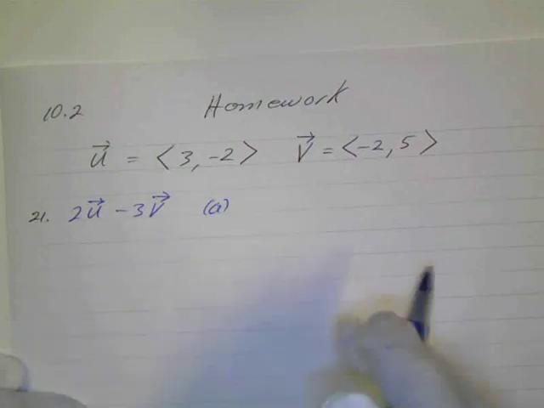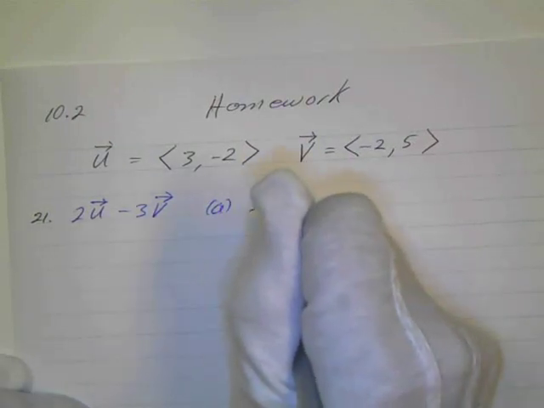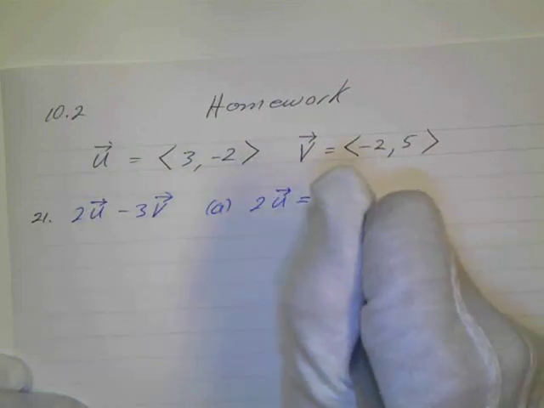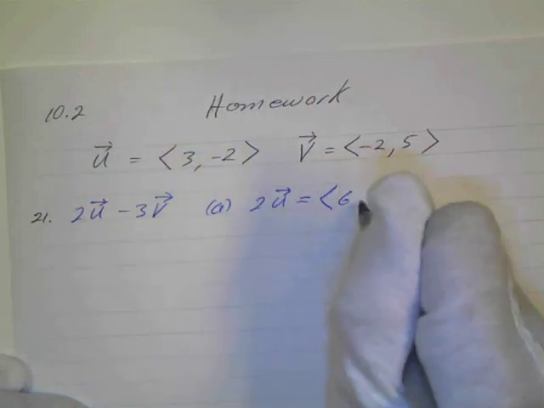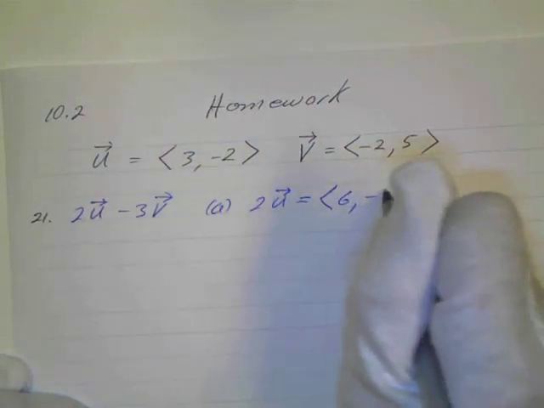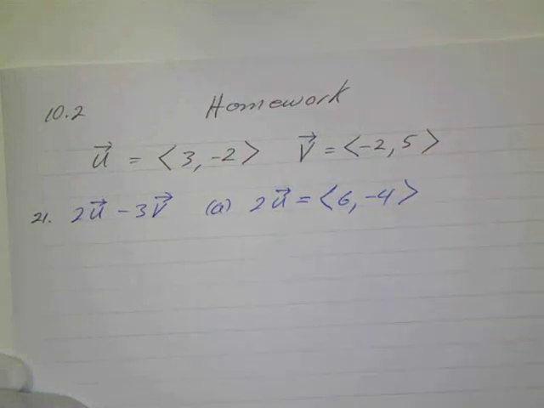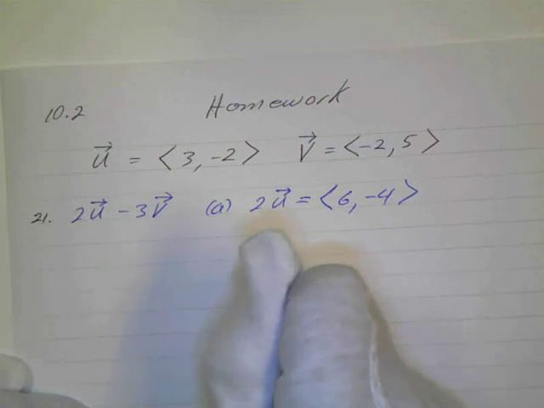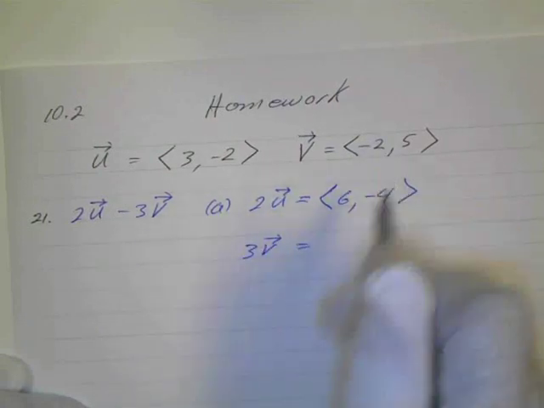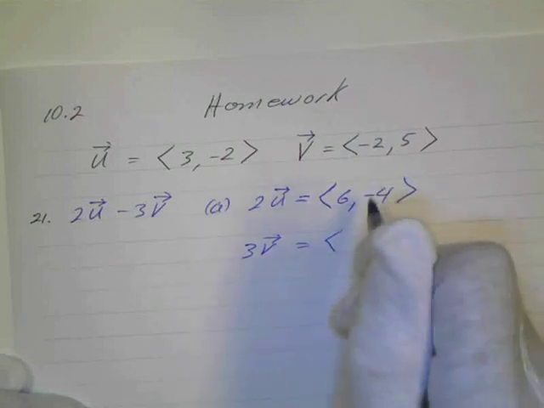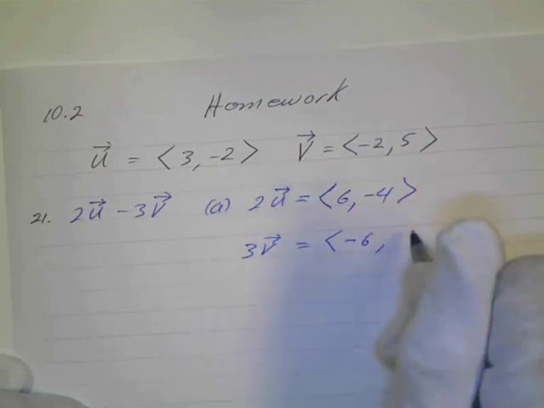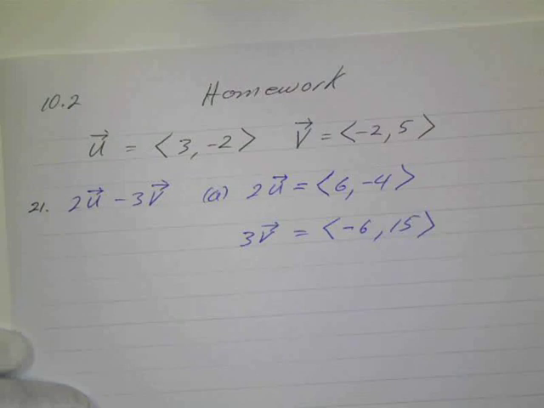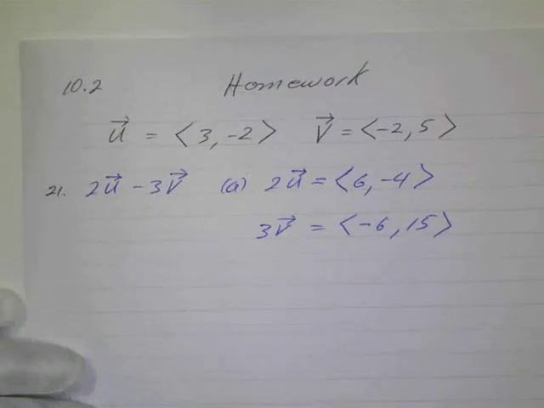So let's just do this step by step so we don't get confused. So 2 times u will equal 2 times 3 is 6, minus 4. And then 3 times v. So that's going to be negative 6 and 15. Just 3 times negative 2, 3 times 5. So scalar multiplication is pretty easy.